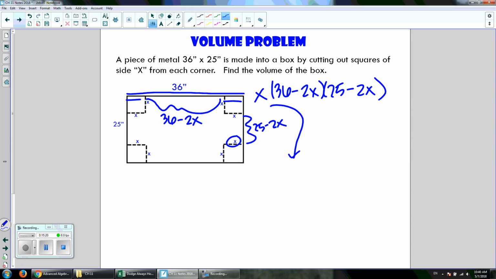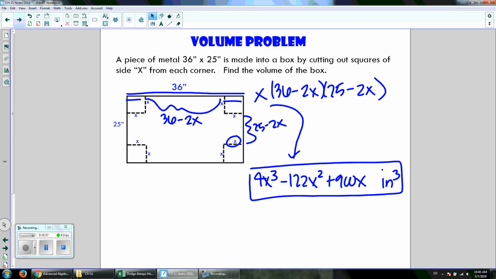So why don't you pause that and see if you can get the right answer. And you should get 4x to the third minus 122x squared plus 900x cubic inches. Okay, so an introduction to polynomials. Hopefully everything today went pretty well.